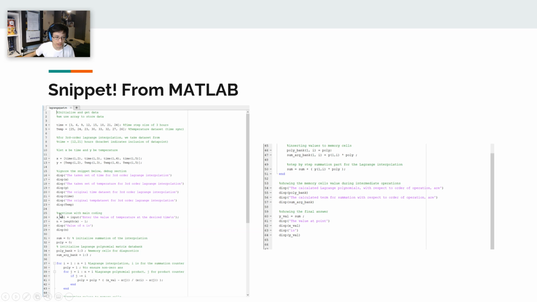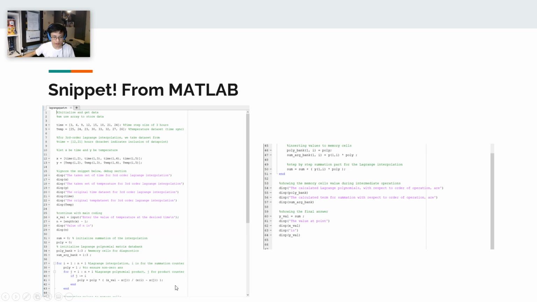Okay, and then for this part over here, this is where we input which hour we want to find the temperature. So in the simulation, we're going to put down 10, which corresponds to this line of command. Okay, we can skip this, and this part is just data storage for intermediate operation. When you calculate the polynomial, the Li, we store that value into a matrix so we can see it at a later time.